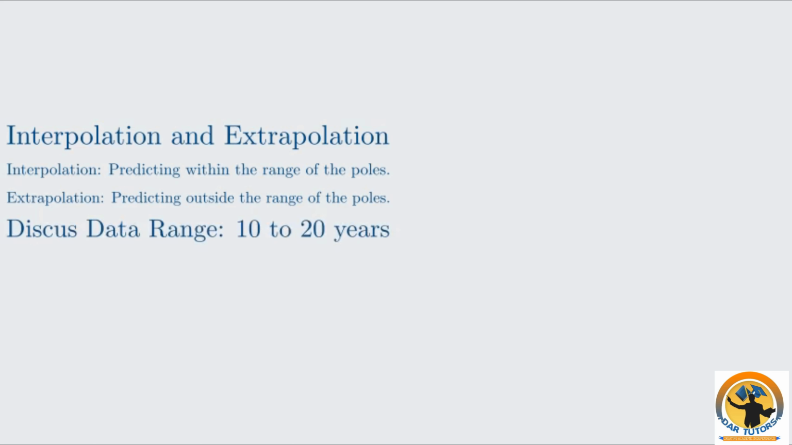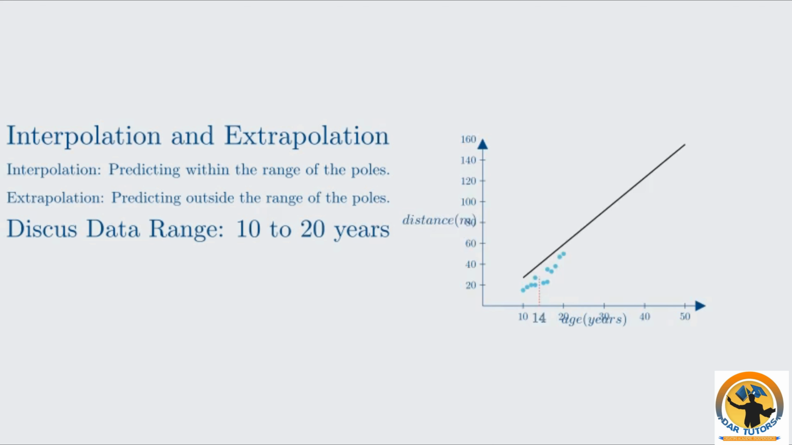Let's apply this to our discus data. The range of ages in our data is from 10 to 20 years. We can use the line of best fit to predict the distance an athlete might throw at age 14. This is an interpolation. We find 14 on the age axis, go up to our line of best fit, and then go across to the distance axis. This gives us a prediction of approximately 26 meters.